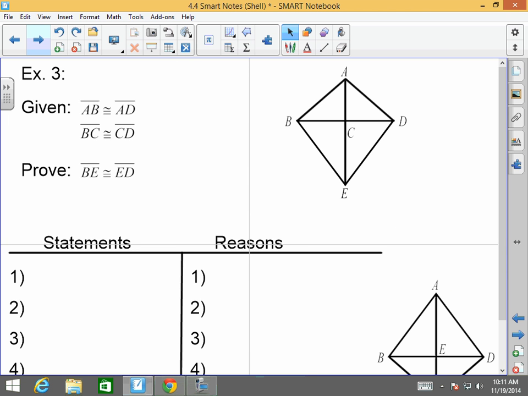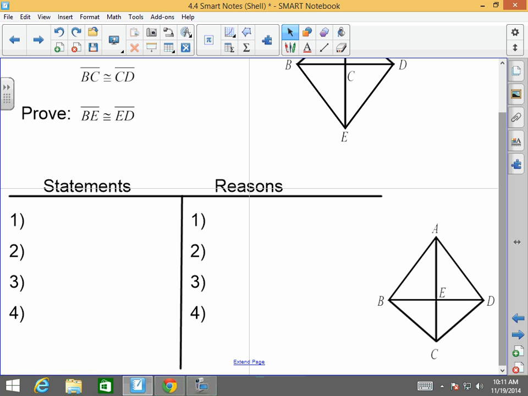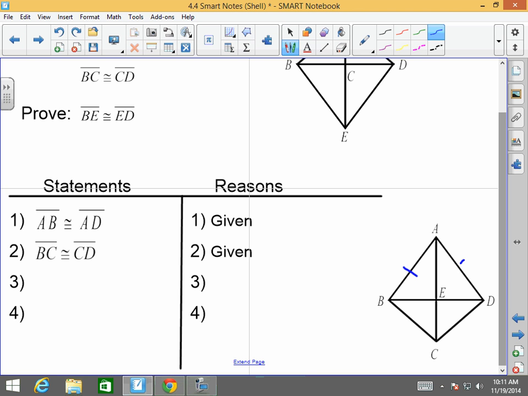Next and last, I have here that AB is congruent to AD. I have that BC is congruent to CD. I want to prove that BE is congruent to ED. Okay. Well, number 1, AB is congruent to AD. That is given. Number 2, BC is congruent to CD. That is given. Let's label. AB is congruent to AD. BC is congruent to CD.